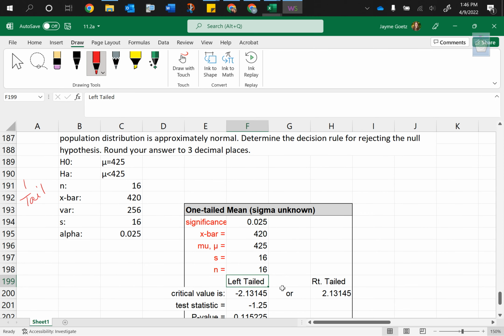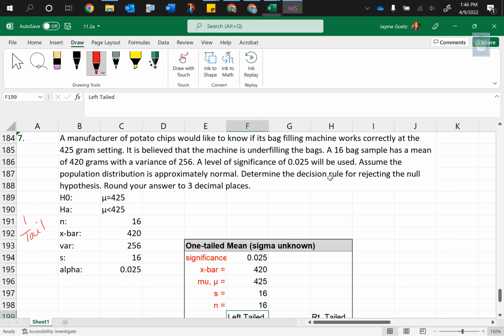Okay? Again, what we want to find out, determine the decision rule for rejecting the null hypothesis, round your answer to 3 decimals. Now, on Hawk's Learning, it's going to look like this. It's going to say reject H sub 0 if, so reject the null hypothesis if, and then since sigma is not known here, it'll have a T, and then it'll say less than, and then it'll have a box that you can put in your answer. They want to know what is the rule, like what does T have to be less than? Well, we know it's less than because of the alternative hypothesis, it's a left tail.